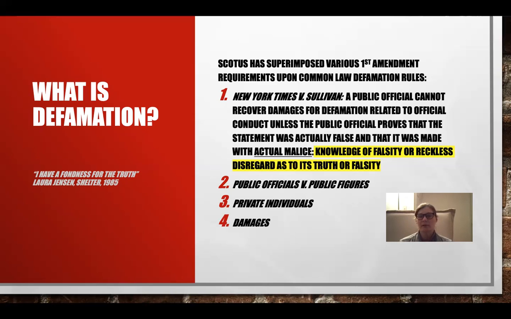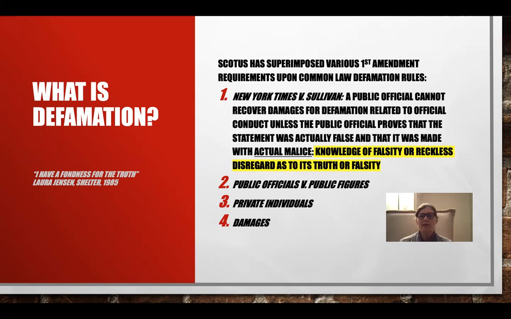In addition, the Supreme Court of the United States has superimposed various First Amendment requirements upon the common law defamation rules. One of these superimpositions stems from the New York Times versus Sullivan case from the 1960s, which said a public official cannot recover damages for defamation related to official conduct unless the public official proves that the statement was actually false and that it was made with actual malice. And that is knowledge of falsity or reckless disregard as to its truth or falsity.